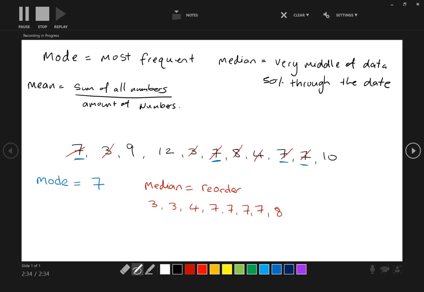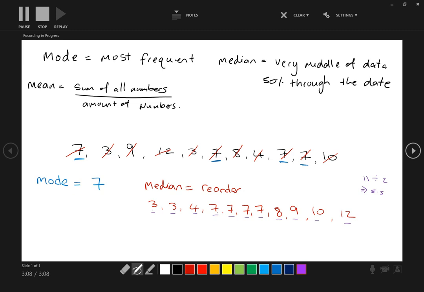I have 1 8. I have a 9. I have a 10. And I have a 12. So really important that I am getting all of the numbers. And the median is the very middle number. So I've got 1, 2, 3, 4, 5, 6, 7, 8, 9, 10, 11. So what I could do here is I could say I have 11 numbers divided by 2 is 5.5, and I always round up. So I'm looking for the 6th number.